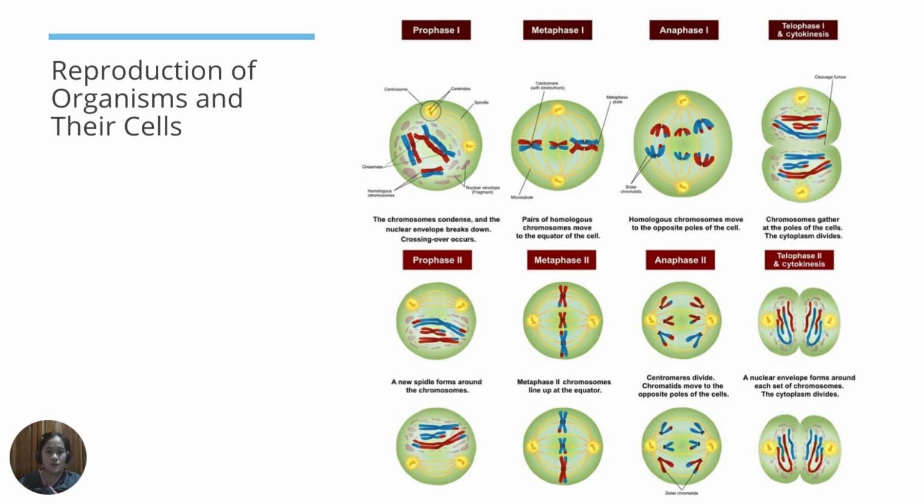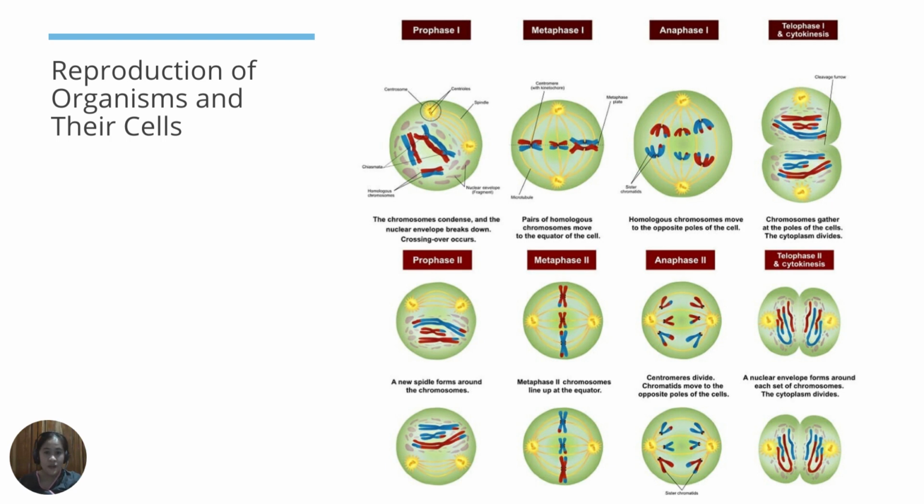Reproduction of the organisms. Prophase 1, prophase 2, metaphase 1, metaphase 2, anaphase 1, anaphase 2, telophase 1, and then the telophase 2. Sa prophase 1, nagkakaroon na ng crossing over. And then, sa prophase 2, nagkakaroon na ng new spindle forms around the chromosomes. Pagdating ng metaphase 1, nagpe-pairing na sila, pairing of homologous chromosomes.